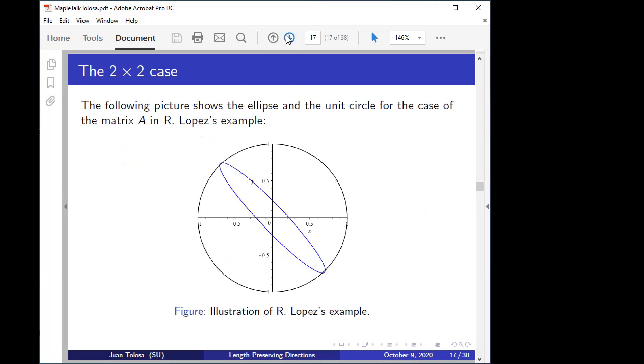Here is the picture for the matrix in the example by Robert Lopez. Since the norm-preserving directions are very close, you get an ellipse that intersects the unit circle at close points.